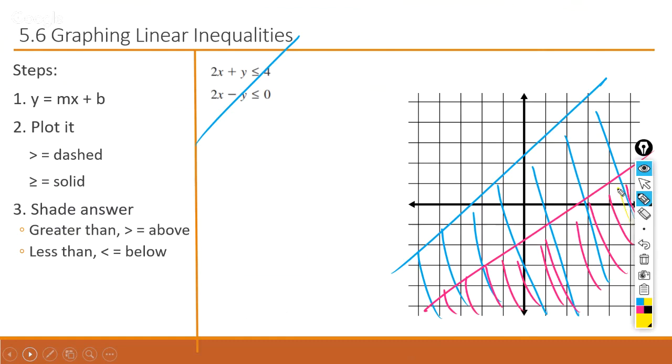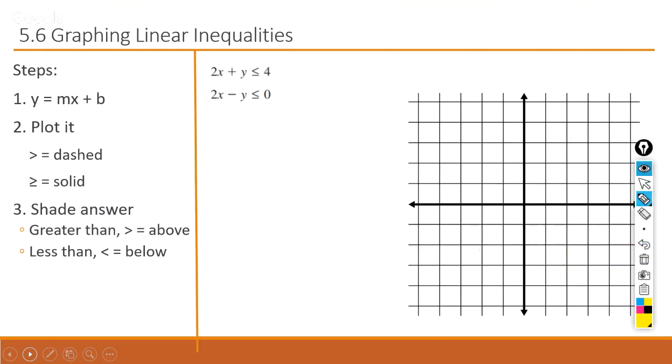So right here, there's both blue and red. So this is the answer. Everything underneath this line. That's pretty much it. So the steps are the same. First thing we have to do is make sure it's in y equals mx plus b. So I'm going to do this first one first.